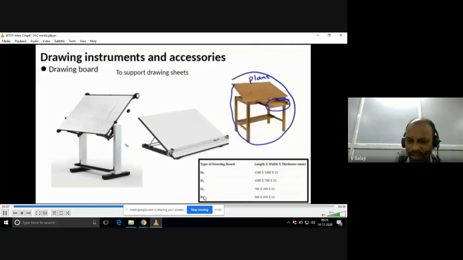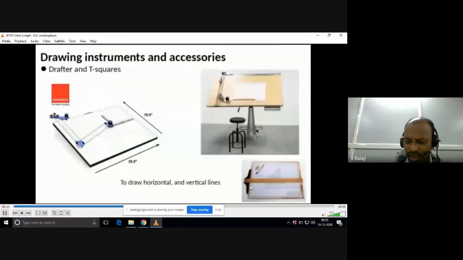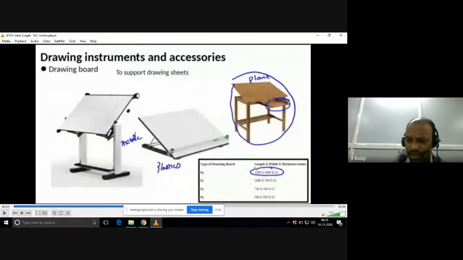D0, D1, D2, D3. So you can find different types of drawing boards. Are you able to see that size? Some 1300 by 1000 by 25 mm. So that is D0 size. It is generally used with A0 size drawing sheet because the drawing board is big, so we can accommodate a bigger sheet size.